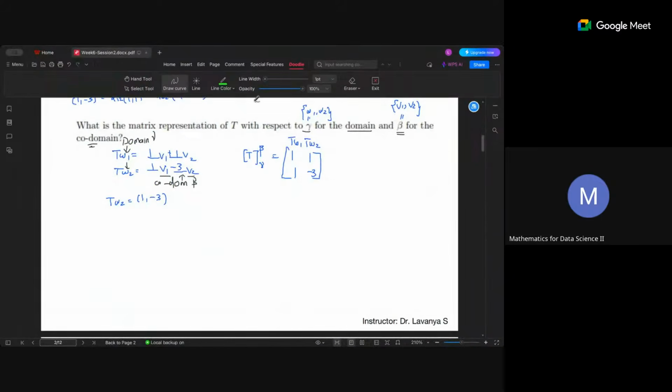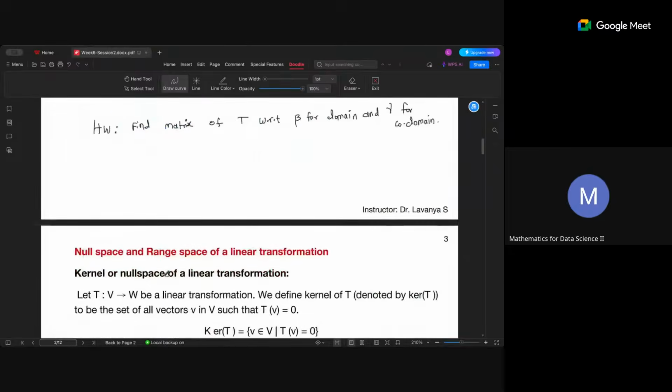So here is a homework for everyone to see whether your understanding is good enough. The homework is: find the matrix of T with respect to beta for domain and gamma for codomain. Try this just to check your understanding. Can you all try this homework? All right, so let's move on.